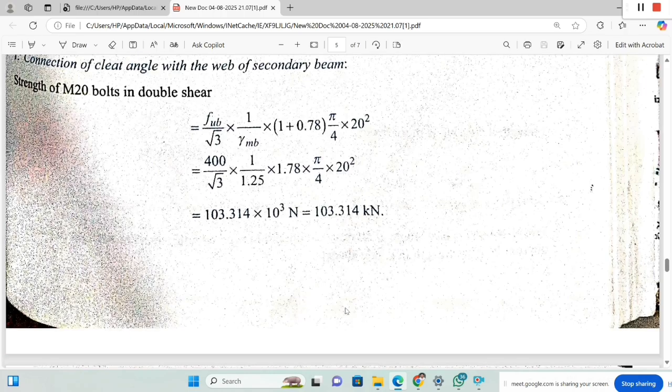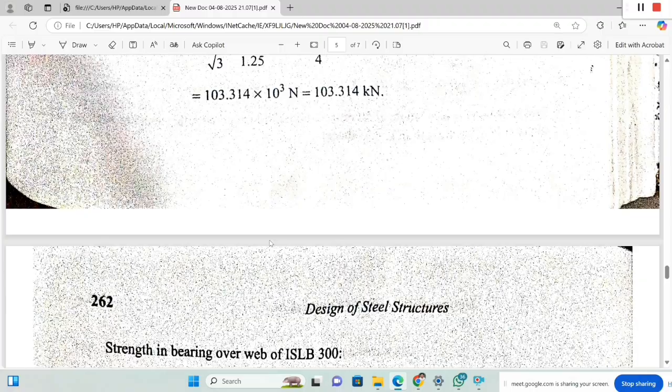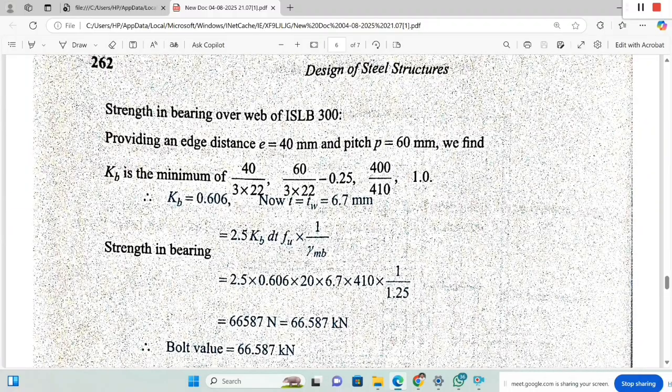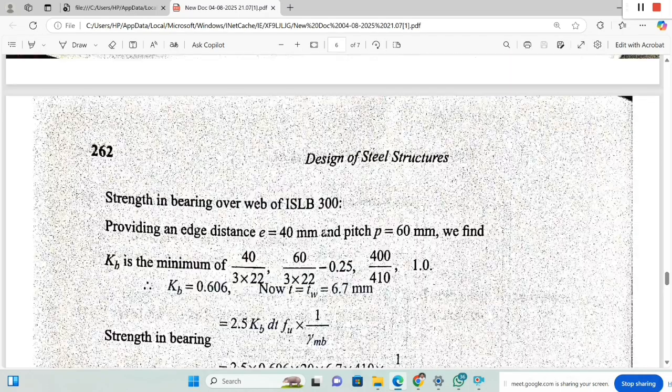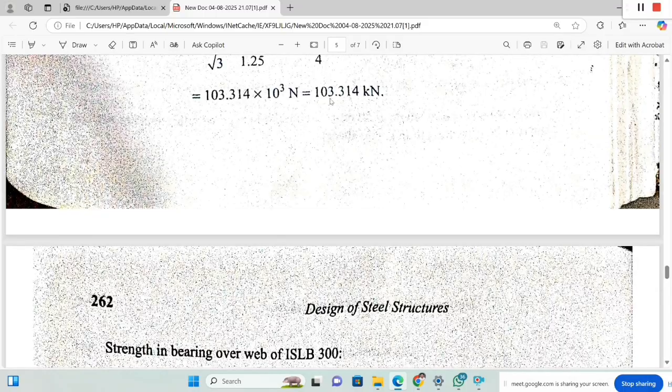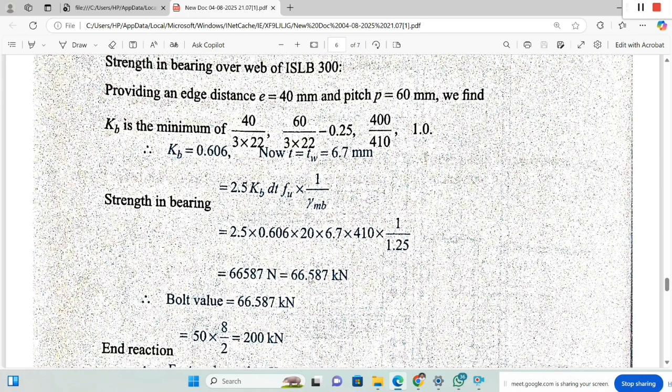ISLB 300 has a web thickness of 6.7 mm. So in this formula we will substitute the values, the Kb value, and then we will get the strength of the bolt in bearing. This is 66.587 kN. So for the bolt value, the lesser of the two, shear and bearing, you have to consider. Shear in double shear is 103 kN, and bearing is 66 kN. So this value will be considered for the design purpose.